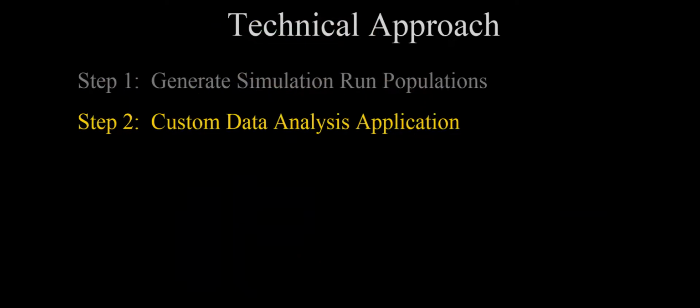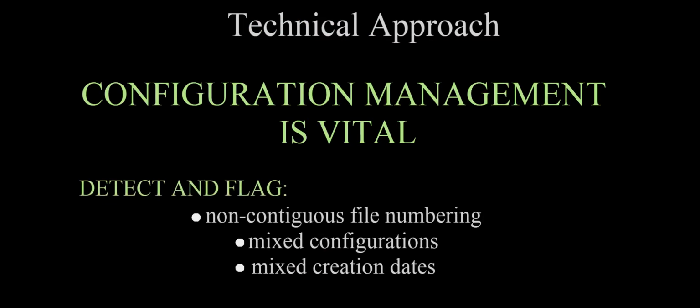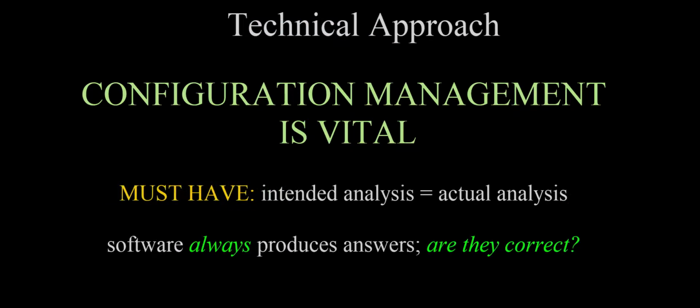It's especially crucial that the application automatically confirm that all the runs in a data directory for a given subpopulation actually belong to that subpopulation. It's very easy to make a mistake, so we need to make sure that there's no possibility of a configuration management error.